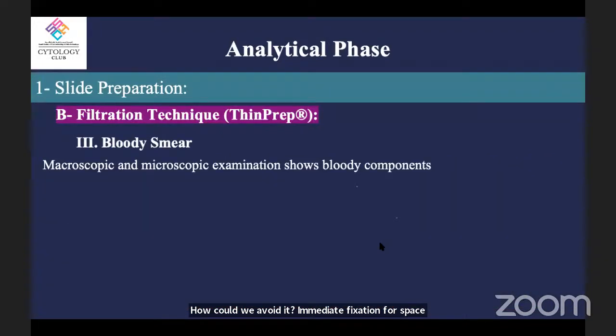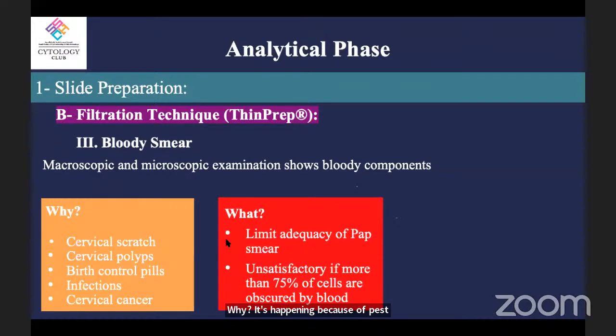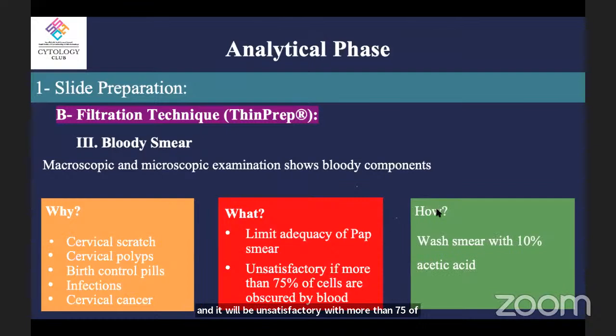The third issue is bloody smear, where macroscopic and microscopic examination shows bloody components. Why is it happening? Because of cervical scratch, cervical polyp, birth control pills, infection, or cervical cancer. And again, it will limit the adequacy of the pap smear, and it will be unsatisfactory if more than 75% of cells are obscured by blood. So how could we avoid this issue? We wash the smear in 10% acetic acid.